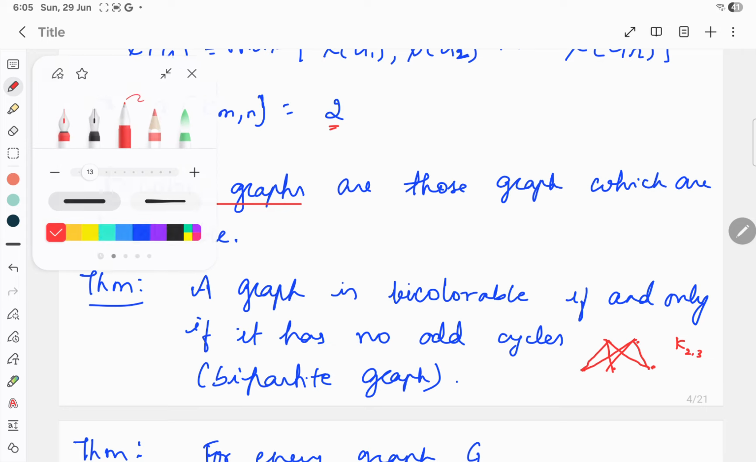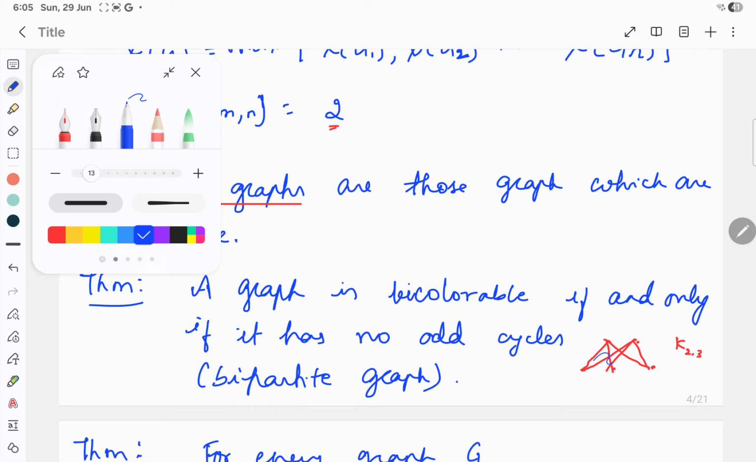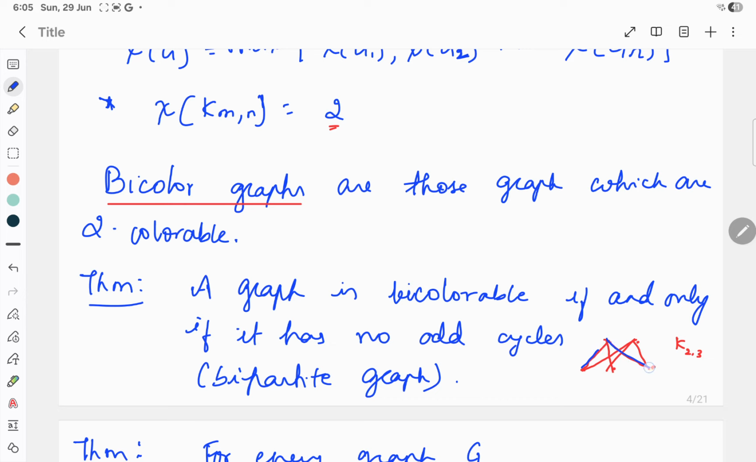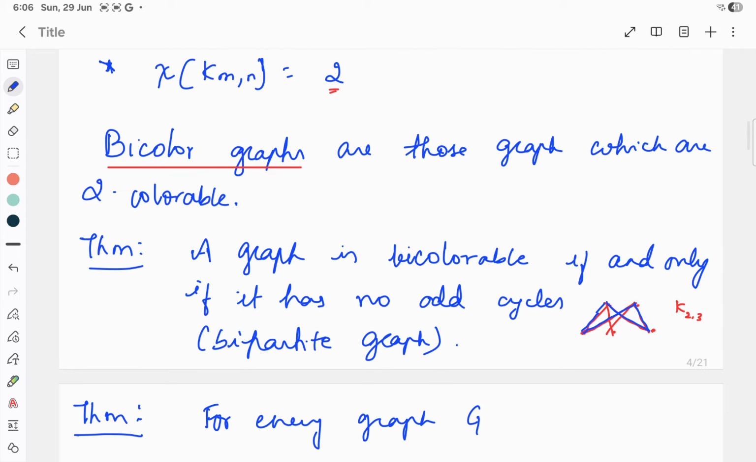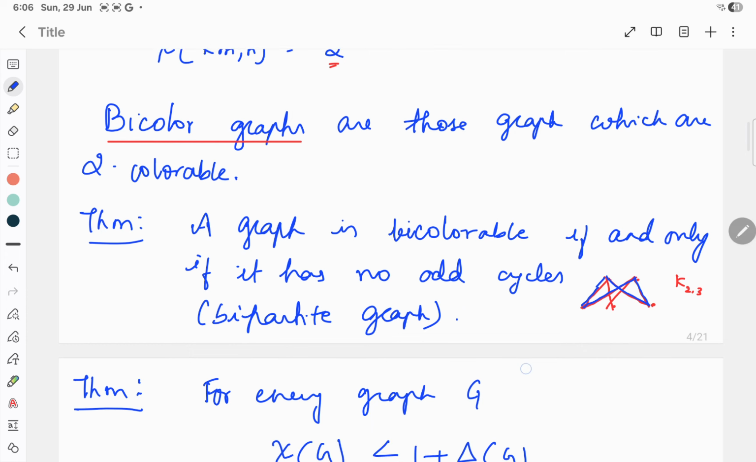If you try to find a cycle, it is like this: 1, 2, 3, 4. See, this is a cycle, so it is a C4. It's an even cycle, right? Hence this theorem states that a graph is bicolorable if and only if it has no odd cycle. So one of the bicolorable graphs is the bipartite graph.